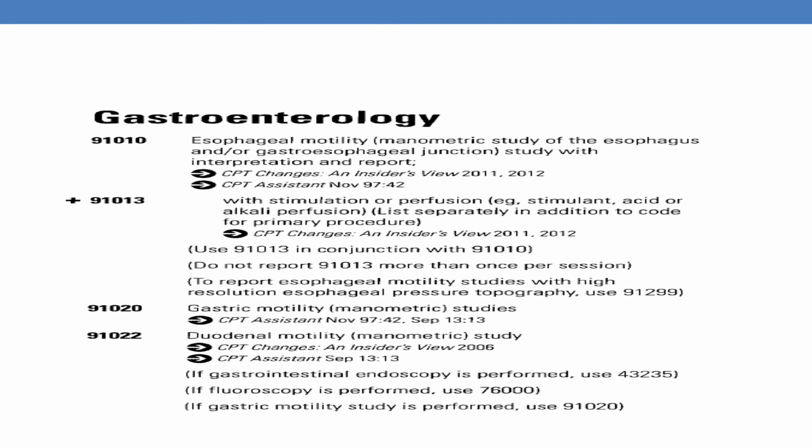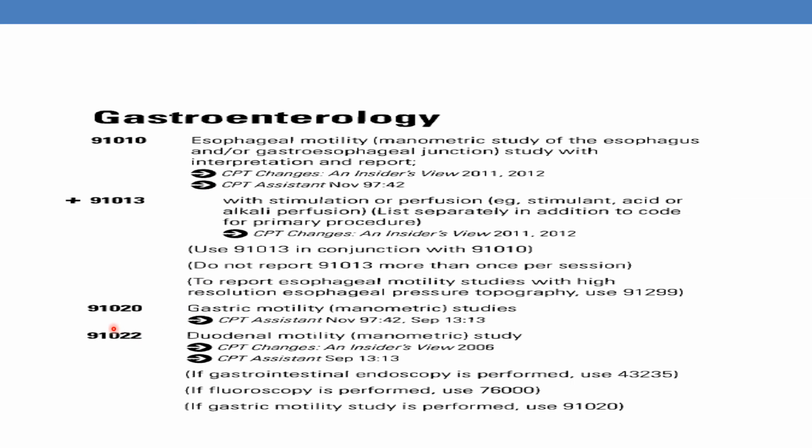Now coming to gastroenterology CPTs. The first CPT is 91010. It is coded for esophageal motility study with interpretation and report. Motility study is nothing but a manometric study of the esophagus and/or gastroesophageal junction. Along with 91010, the add-on code 91013 must be coded if stimulation or perfusion is performed additionally.